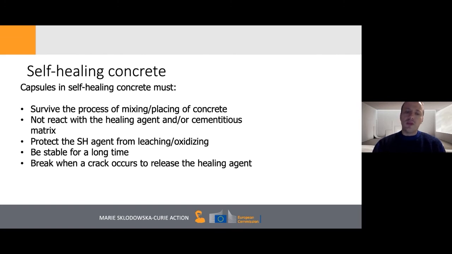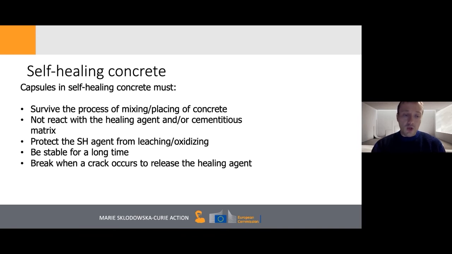Furthermore, you need to protect your self-healing agent from leaching and oxidizing, because it's known that some adhesives, actually most adhesives, have a relatively short shelf life because of oxidation. You don't want that. You want your material to be active for a number of years, because you might need to heal cracks that occur at a later stage of the service life.